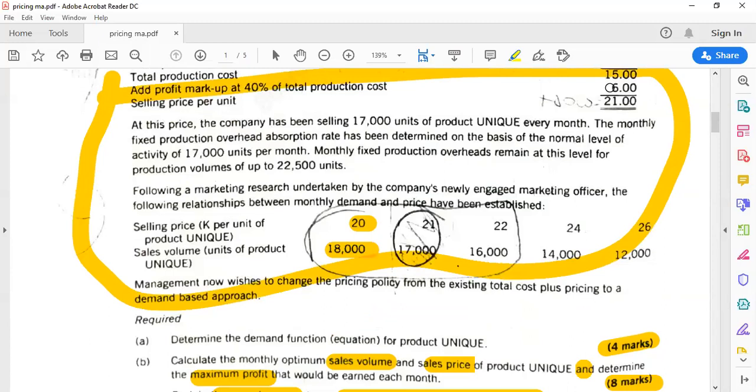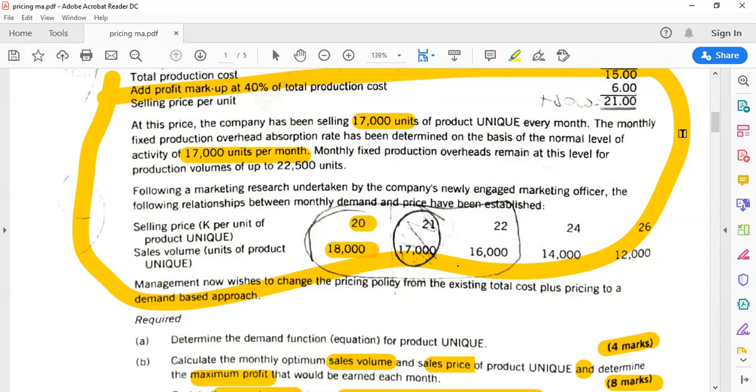Now, look at this. We've been given this data. Now, see this information. At this price, the company has been selling 17,000 units of product unique every month. The monthly fixed production overhead absorption rate has been determined on the basis of the normal level of activity of how much? 17,000 units per month. So that's their budget. Have you seen? Their budget is 17,000 units per month. Have you seen? Monthly fixed production overheads remain at this level of production volumes of up to 22,500. So meaning here we are still in the normal ranges. So what do we do? We simply get this 17,000.